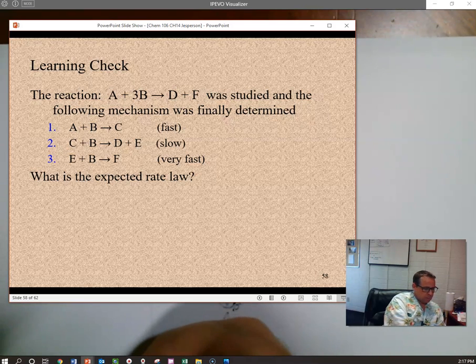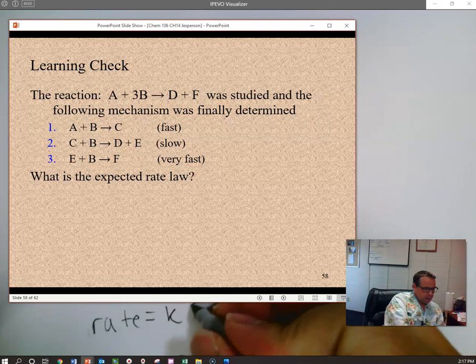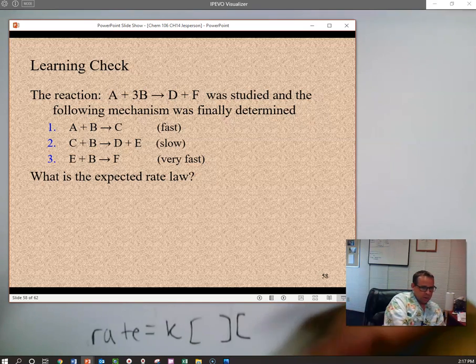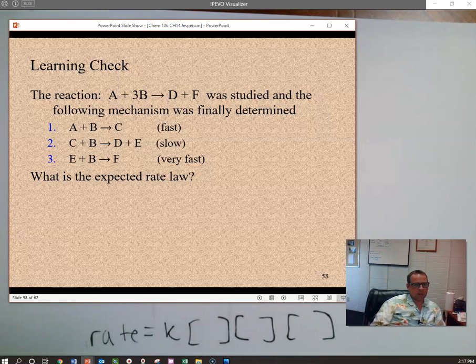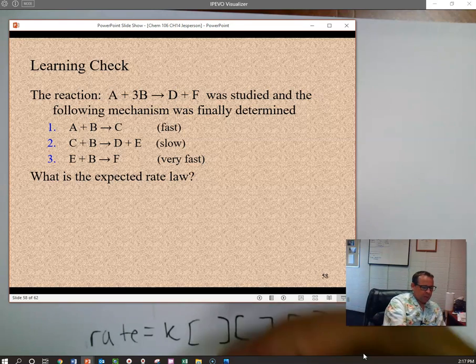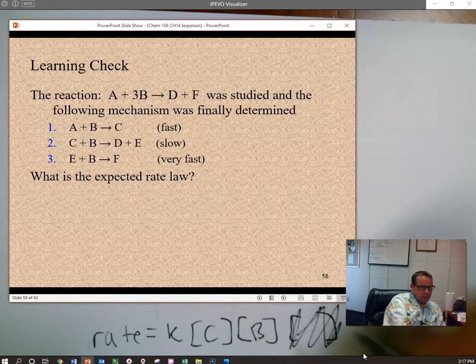rate equals K, and then what are our reactants that are going to be involved in the rate law? Maybe I drew too many boxes. Jace, what reactants should I put in these boxes? C and B. C and B? Okay. So I'll just do that for now, C and B, extra box there.